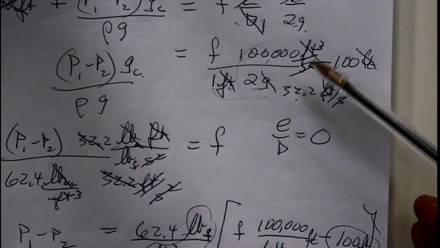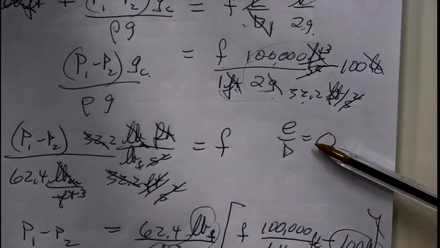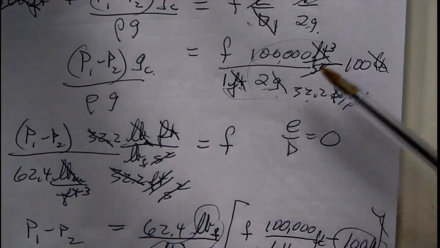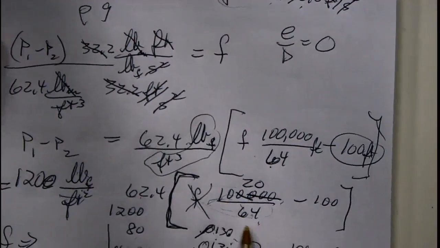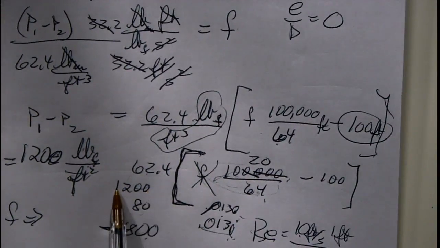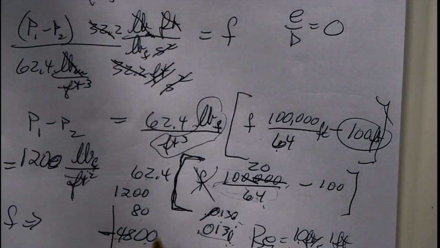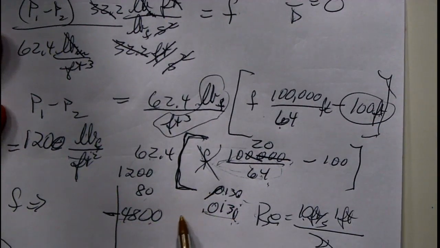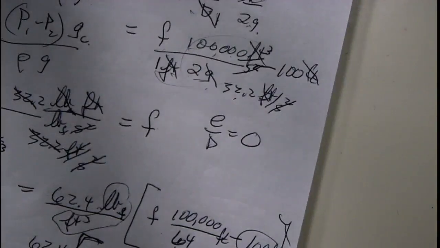Plugging in the numbers here, we're going to assume smooth pipe. Make it harder on us or easier on us, depending upon your viewpoint. And we wind up with the pressure drop equaling 1,200 pounds force per square foot, or minus, if we put in the pump now, minus 4,800 pounds force per square foot. So there you have it, unknown pressure drop.